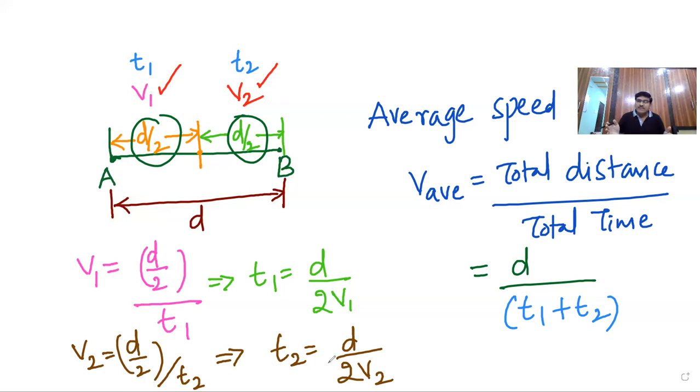Similarly, I applied the speed formula to the second part, distance by time. Distance of the second part is d by 2, time is t2, and speed is v2. From there, I got t2. Now I have t1 as well as t2. Now substitute in this formula.